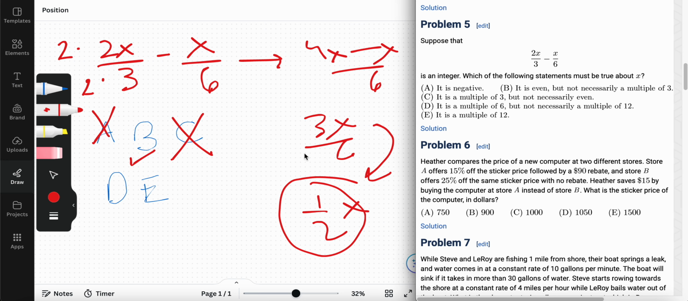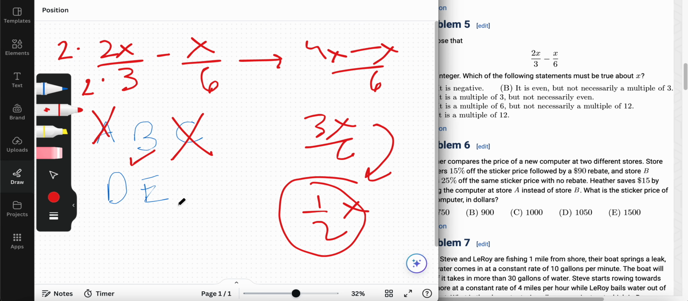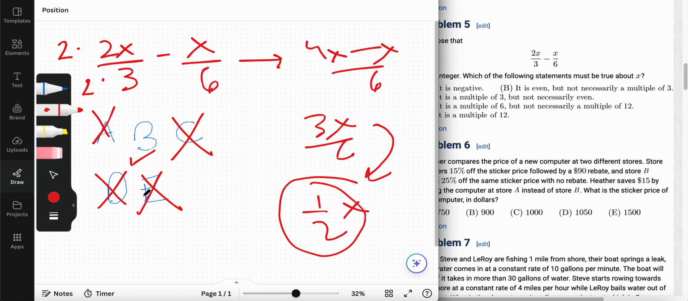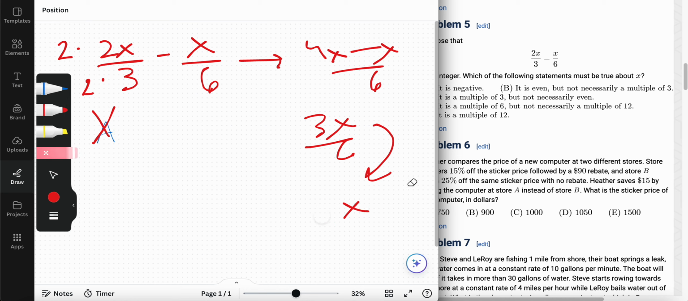D says multiple of 6. No, it could be like 4 or 2. So no, it's not D. E says multiple of 12. Again, it's not E. So my final answer would just be B. Okay.